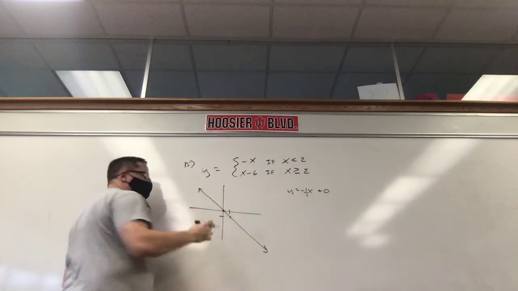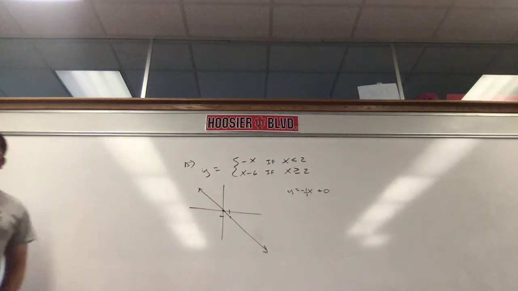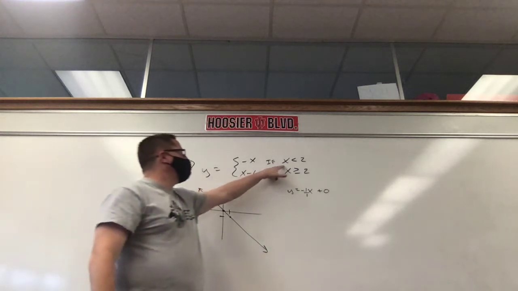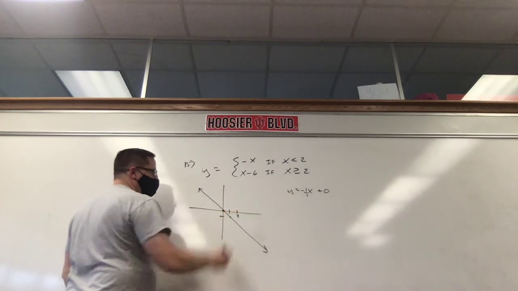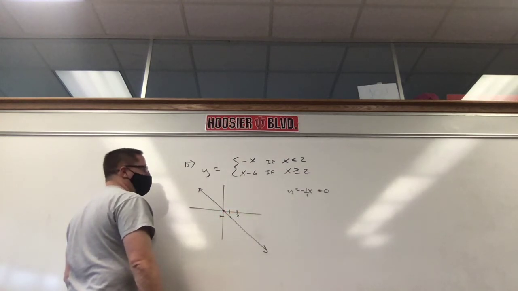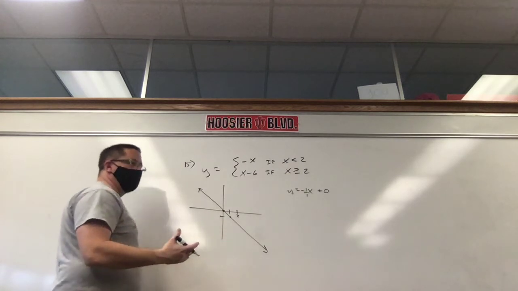Now if it was me, I would do that in pencil and do it lightly, because we're going to erase part of it in just a second. Erasing what? You'll see in a second. So we graph the line y equals negative x plus 0. But it's only that graph if x is less than 2. So here x is 1, here x is 2. So it's this graph if x is less than 2.